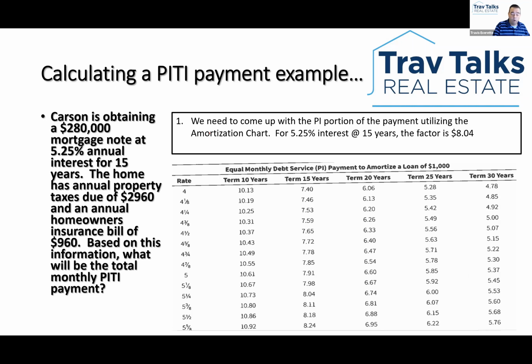It says that the loan is going to be at 5.25% interest for 15 years. So 5.25 is right here, right? And then 15 years is right there. So that looks like that one right there to me, which is $8.04. Does everybody see where I'm getting the 804 from? Yes. Okay, by simply lining those two up on the chart. So my loan factor is 804.